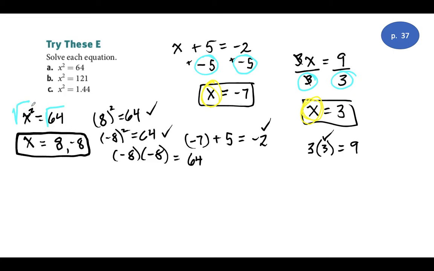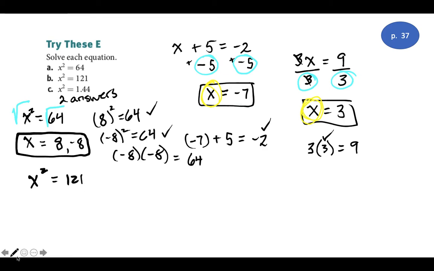Anytime you take the square root of both sides of an equation, you will always get two answers. And it's super hard to remember this second one. So let's try it again. x squared is equal to 121.